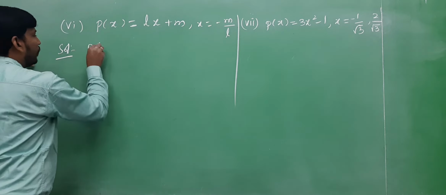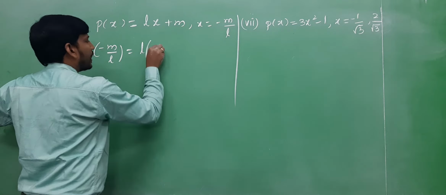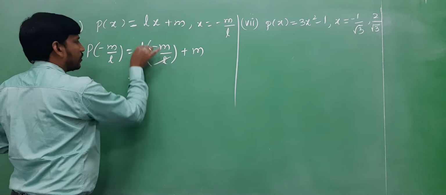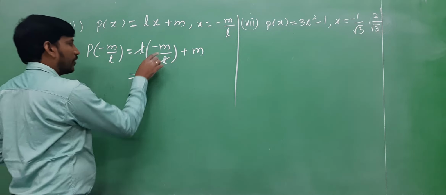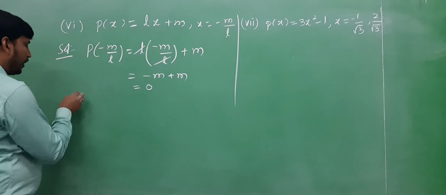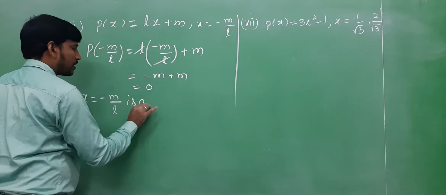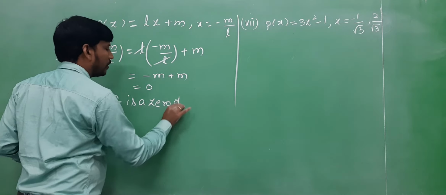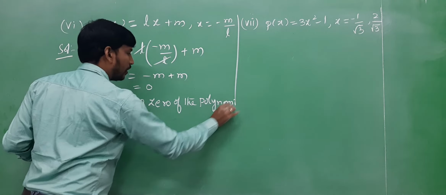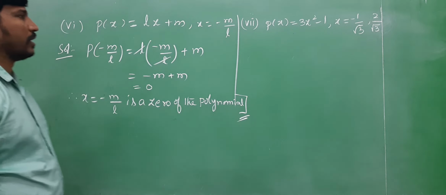So p of minus m by l. So l into minus m by l plus m. So l and l both are constant values. There will be cancellation. The leftover part is minus m plus m. Even m minus m equal to 0. Therefore here x is equal to minus m by l is a 0 of the polynomial. Okay, children? Clear?